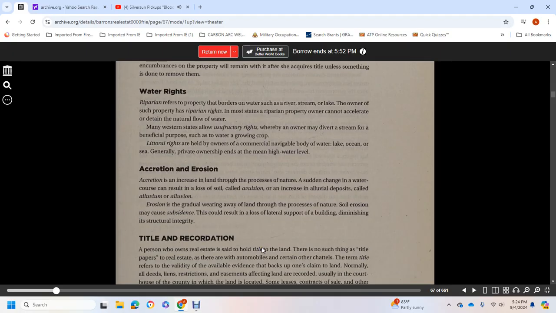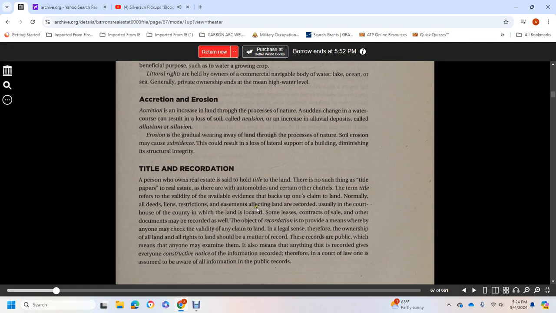Accretion and erosion. Accretion is the increase of land through the processes of nature. A sudden change of the water course can result in loss of soil, called avulsion. An increase of alluvial deposits is called alluvium. Erosion is the gradual wearing away of the land by the processes of nature. This could result in loss of lateral support for a building and a diminishing of structural integrity.